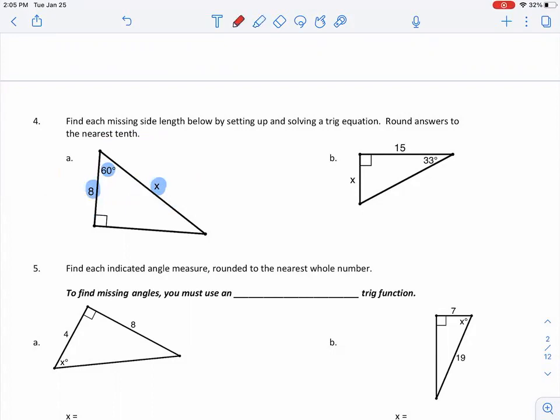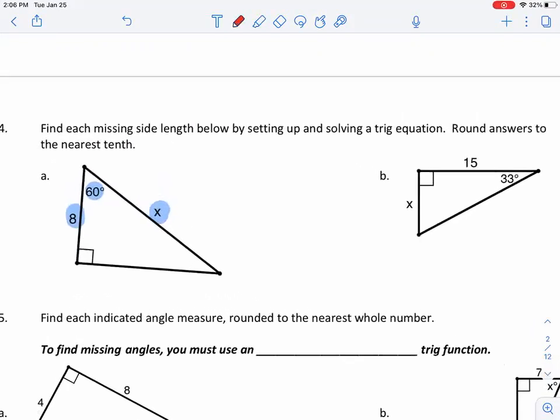So which of our 3 trig functions, the sine, the cosine, or the tangent, which one uses the adjacent and the hypotenuse? That's the cosine. So I could set up that the cosine of 60 degrees is equal to the adjacent, which is not x, I'm sorry, the adjacent is 8 over the hypotenuse x.